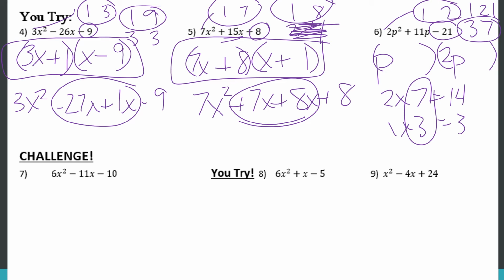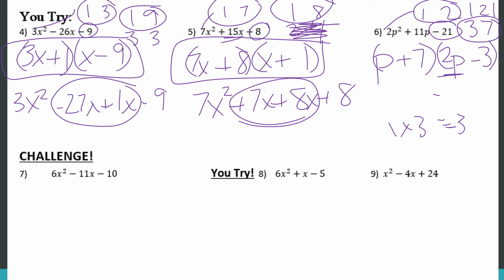The 7 had to be multiplied by the 2, so I need it in the opposite parentheses as that 2 that's there. So that's positive 7. And then I had to subtract the 3 to get the 11, so this would be minus 3 right here.